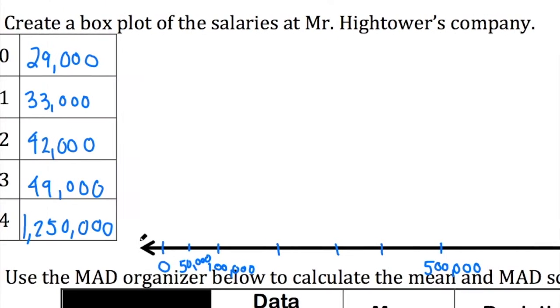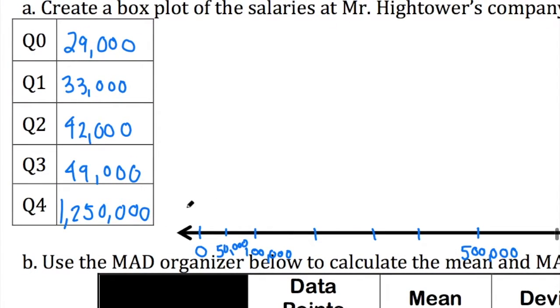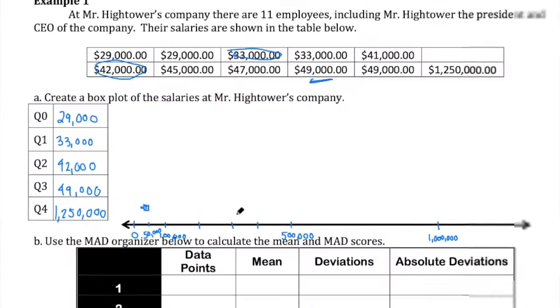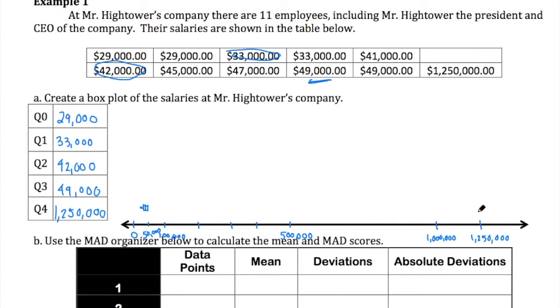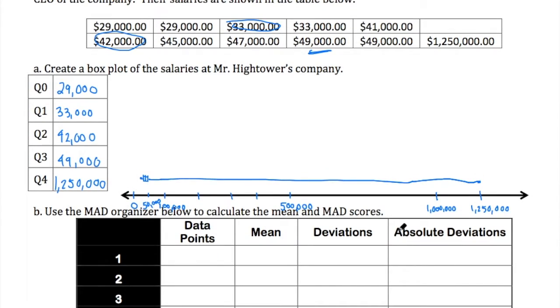Alright, so our lowest value is at 29,000. That's kind of about halfway between 0 and 50. And then Q1 at 33, Q2 at 42, Q3 at 49, just shy of 50. So that tiny little thing's our box. There's our line for our lower extreme. But then our upper extreme is way over here. And yes, that is a quite unusual looking box plot. We're going to come back to that in a bit.